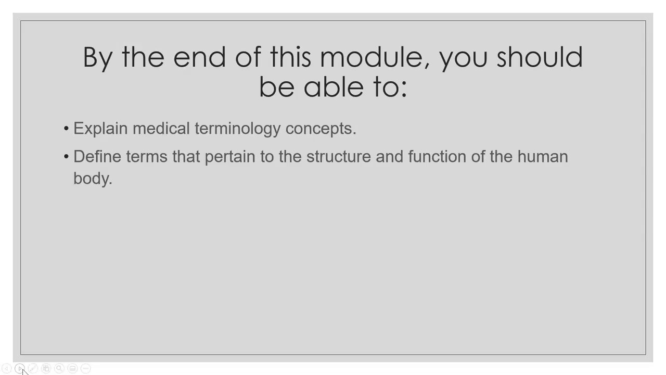Define terms that pertain to the structure and function of the human body. So be able to know what is dorsal, and all the different directional terms that we use with structure and function. Know which way is up towards the head, know which way is down towards the feet. Know which is right, which is left, which is the upper half, which is the lower half. And then also be able to know the different root words for each structure or each unit, each system of the body.